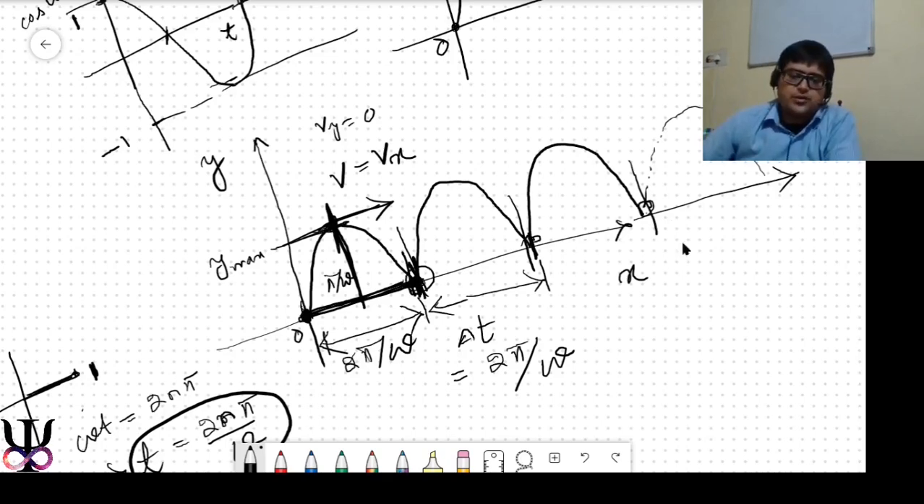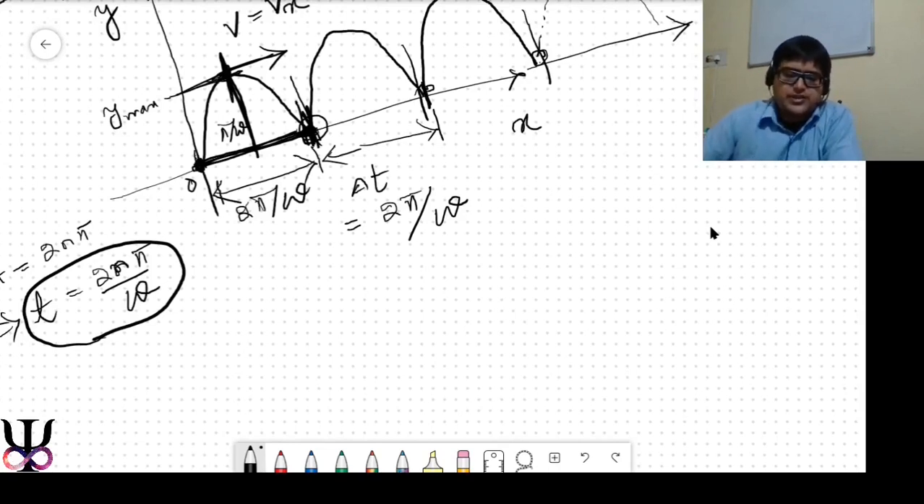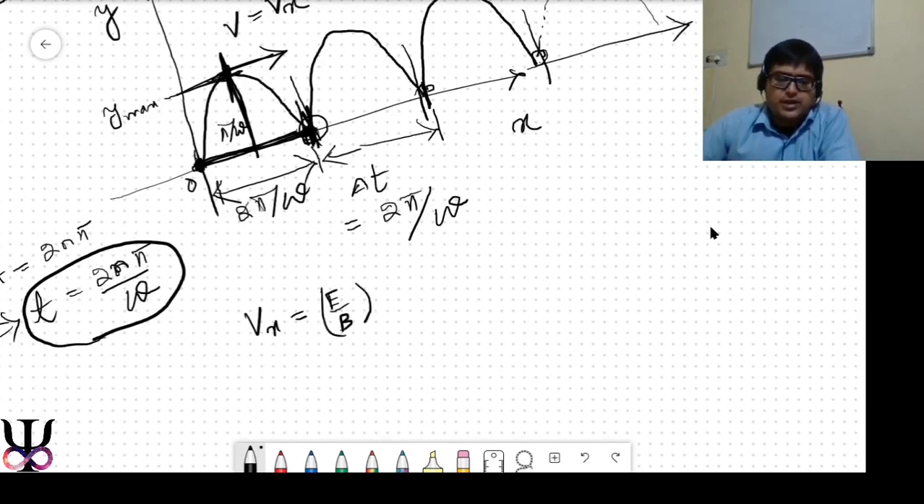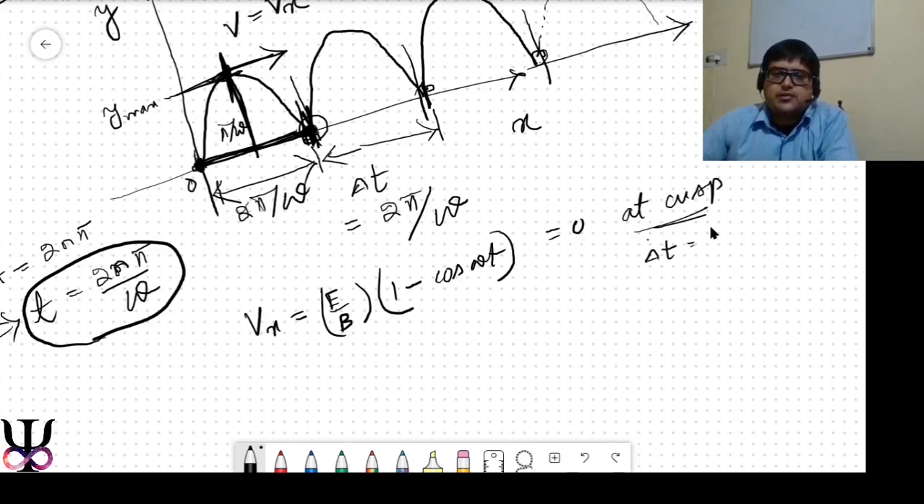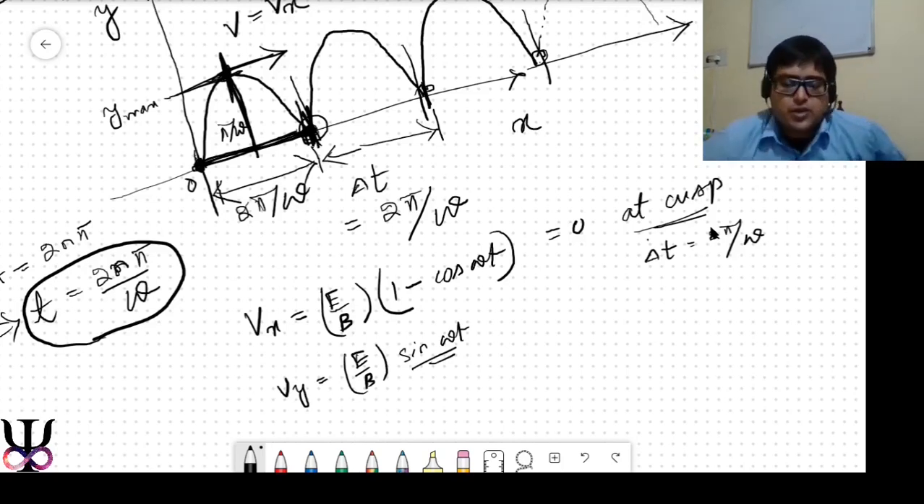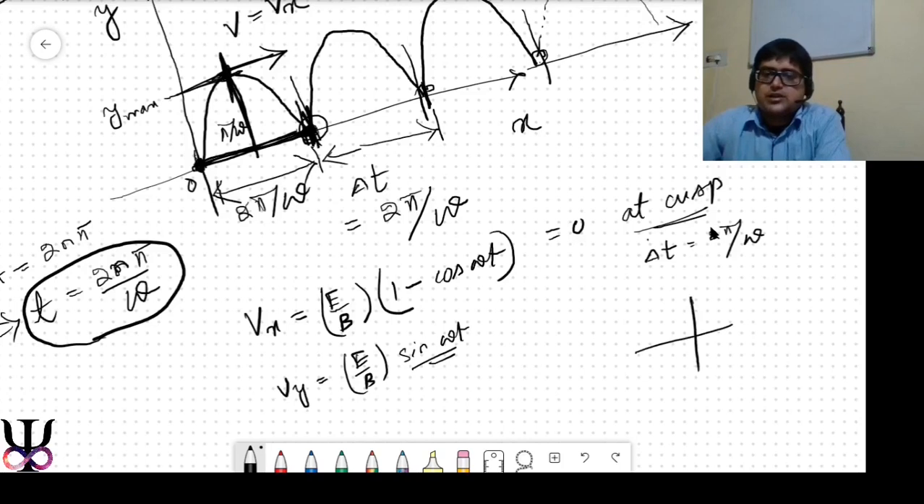So how do you know that? You have to find out the equations. Let's verify using the equations of Vx and Vy. So what's Vx? Vx is E upon B times 1 minus cos omega t, and we know that at every cusp Vx is going to be 0, and the cusp happens at every time interval of 2 pi upon omega, right? And Vy is E upon B sine of omega t. When 1 minus cos omega t is 0, that means cos omega t is 1, that means omega t is 2n pi, and at the same point sine omega t will also be 0, definitely. So Vx is 0 means Vy is 0.